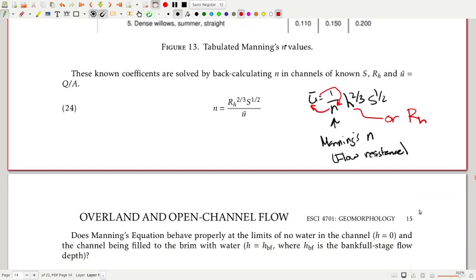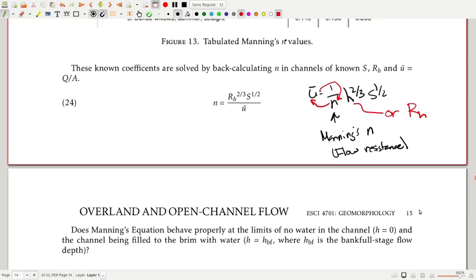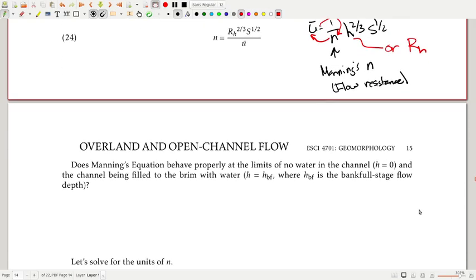So the next question that we have is just like the quick idiot check. Does Manning's equation behave properly at the limits in which there's no water in the channel, so the depth equals 0, or the channel being filled to the brim with water, H equals H bankfull? Let's find that out.